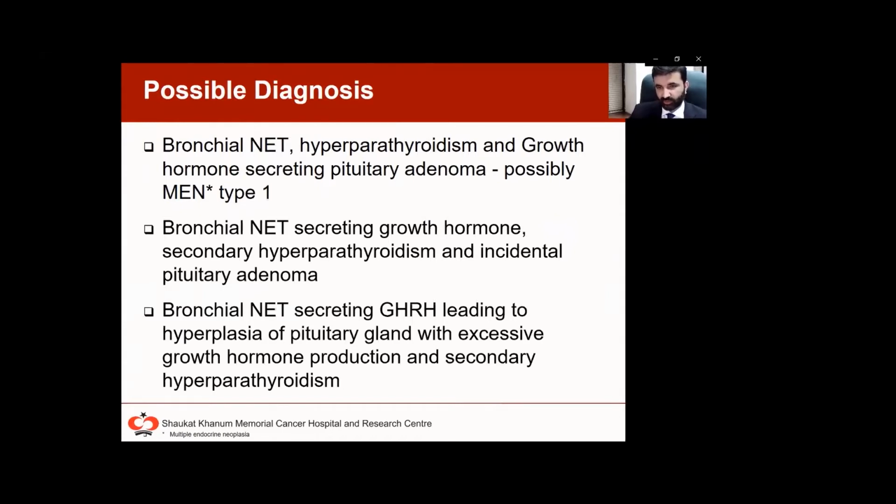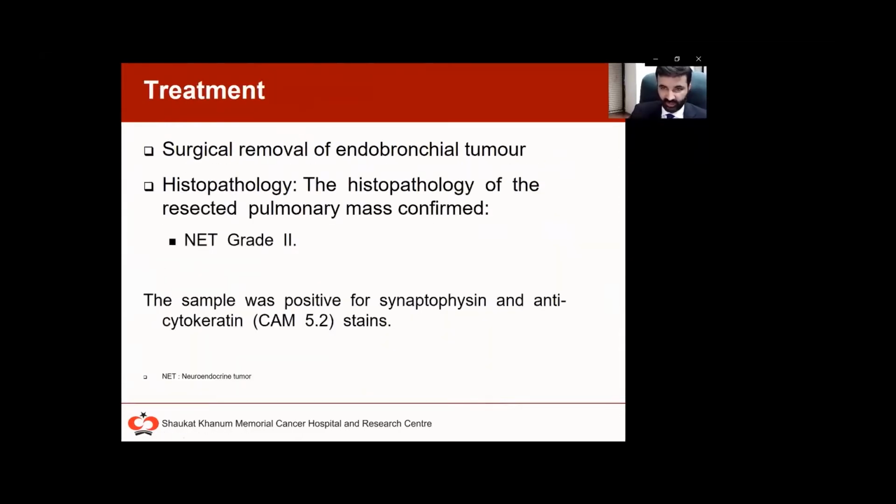Well, whichever of the three was the most likely diagnosis, the next step in the management was going to be the surgical removal of the neuroendocrine tumor. And that's exactly what we did. And there were no surprises on histology or staining of the surgical specimen. It was a neuroendocrine tumor grade 2 with standard stains for the neuroendocrine tumor.